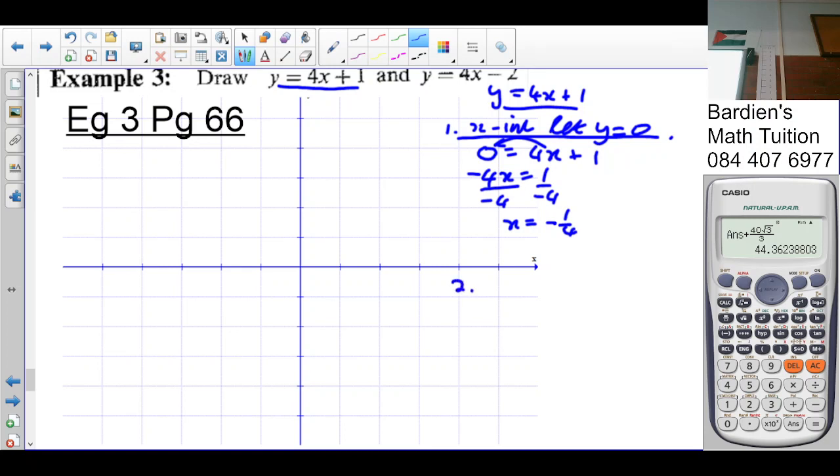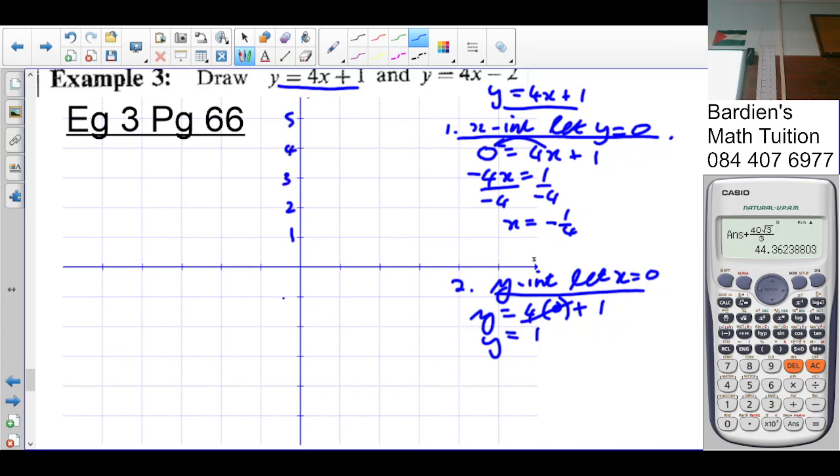Number 2. Y-intercept. What do you do for y-intercept? We let x equal to 0. So y is equal to 4 times 0 plus 1. 4 times 0 is 0, so 0 plus 1 is 1. So y is 1. The axis goes 1, 2, 3, 4, 5, minus 1, minus 2, minus 3, minus 4, minus 5, on both axes.